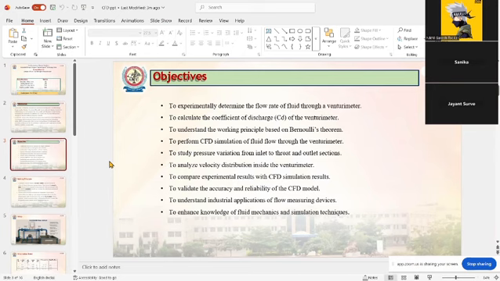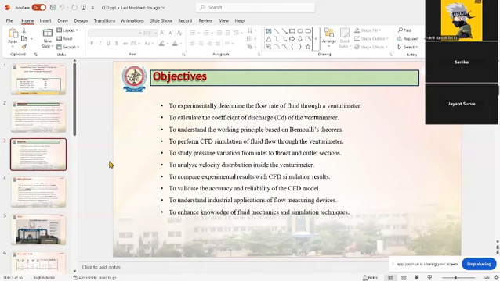Next we'll see the objectives. These are the objectives we have set to perform this experiment, or this ISC, using the ANSYS software. First, to experimentally determine the flow rate of fluid through a venturimeter; to calculate the coefficient of discharge of the venturimeter; to understand the working principle based on Bernoulli's theorem; and to perform the CFD simulation of fluid flow through the venturimeter. This is the main objective of this ISC.